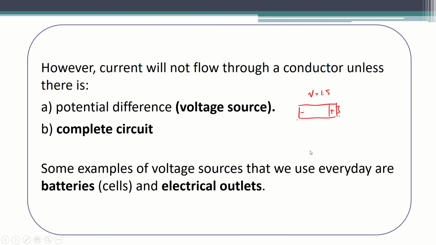Some examples of voltage sources are batteries and, of course, electrical outlets. Batteries are what's known as a DC type of voltage source, and electrical outlets are known as AC electrical sources. DC means direct current or continuous current, and AC is alternating current. In our case, we're going to be mostly focusing on DC current. I might mention AC current, but that's going to be more Physics 12 than Physics 11.